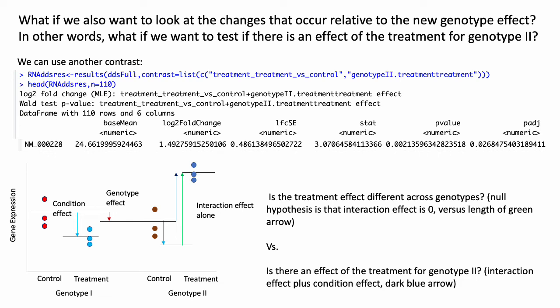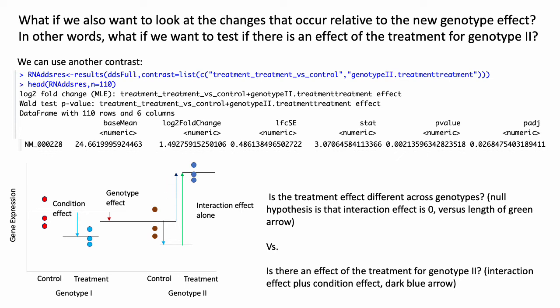But for other cases, this might not be what we're interested in. Maybe, for example, we're interested in just the treatment effect for genotype 2. Put another way, maybe we want to just look at the value of the dark blue arrow. This is accessible using another contrast, this time using a list. Instead of comparing within a group, this list allows you to add or subtract group effects. So we can add the main treatment effect, treatment versus control, and the interaction effect, genotype2.treatment. Put another way, we add the green arrow and the light blue arrow to yield just the dark blue arrow.